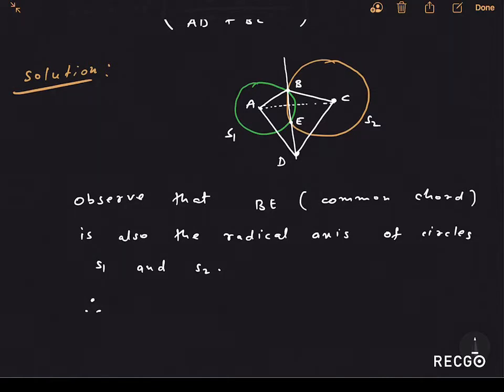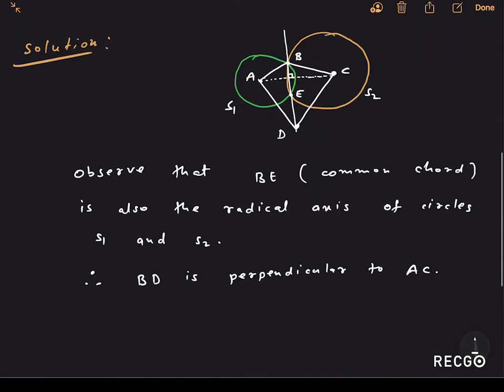we know one property: the radical axis is perpendicular to the line joining the centers. Therefore the chord BE and the line AC are perpendicular, and I'm writing this statement here so that everyone understands the concept and the explanation clearly. So BD is perpendicular to AC, and now we have to find the ratio of AB square plus CD square, and BC square plus AD square.